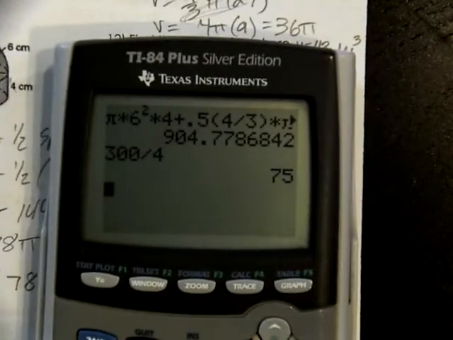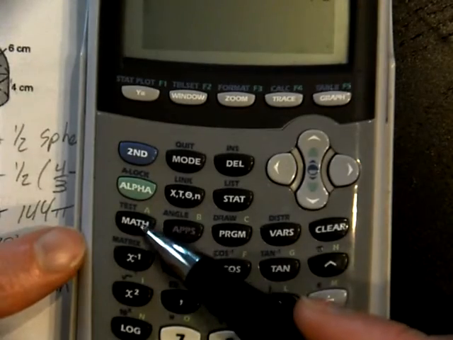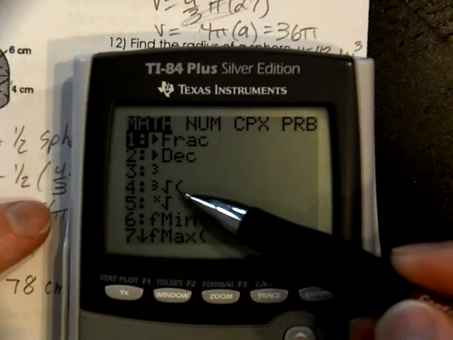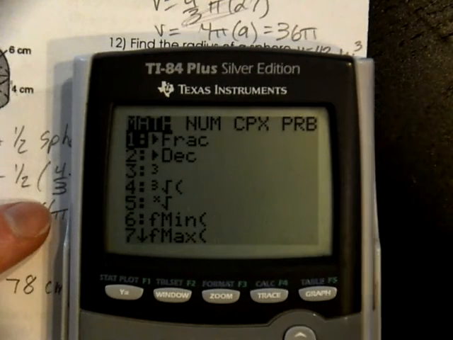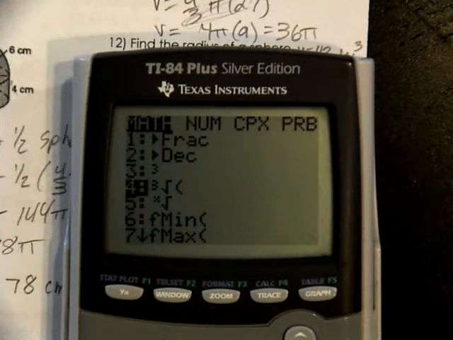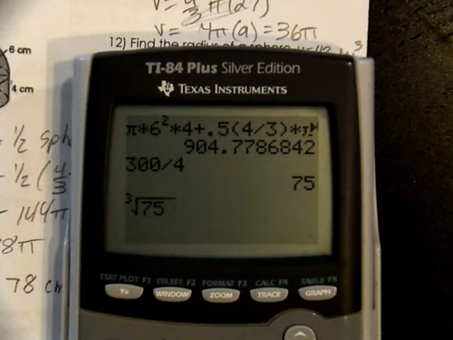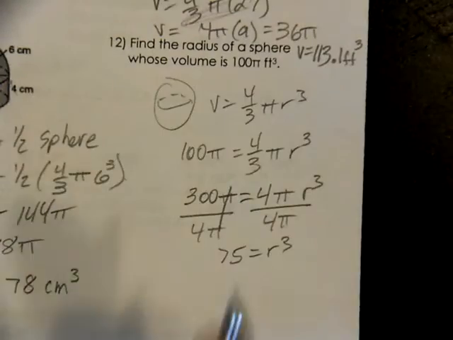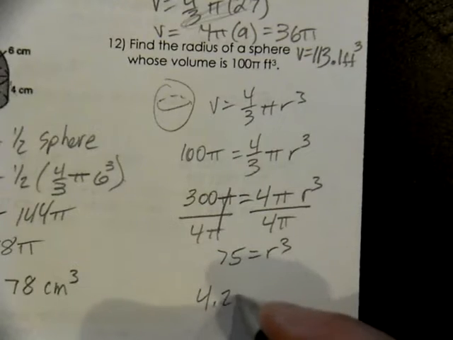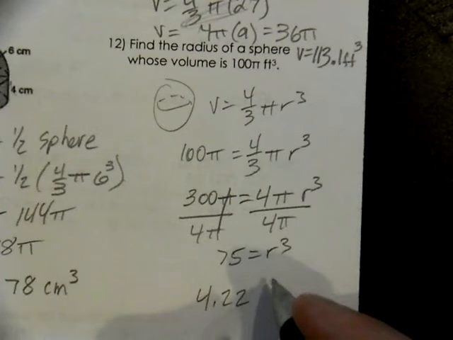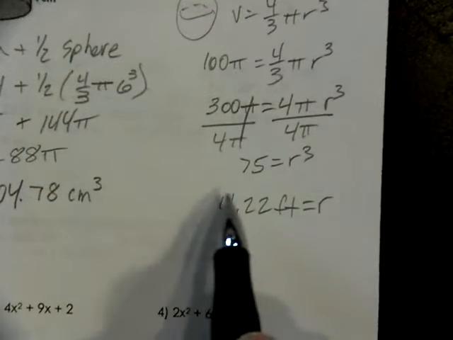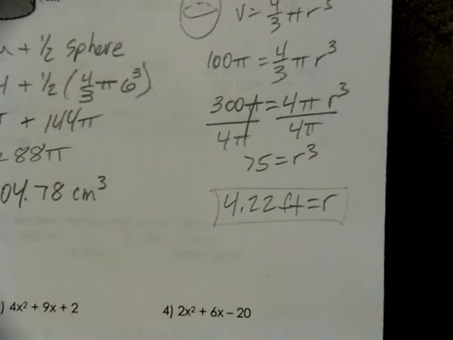And then we can take the cubed root. Now in our graphing calculator, you need to go to the math button, and that gives us our cubed root right there, which is number 4. We put 75 in there, and we find out that our radius is 4.22, and those would be feet. Not feet cubed, because it's not a volume, it's a length.